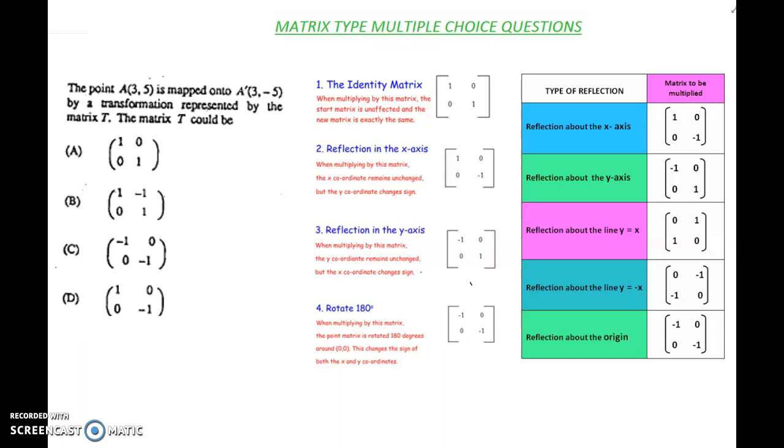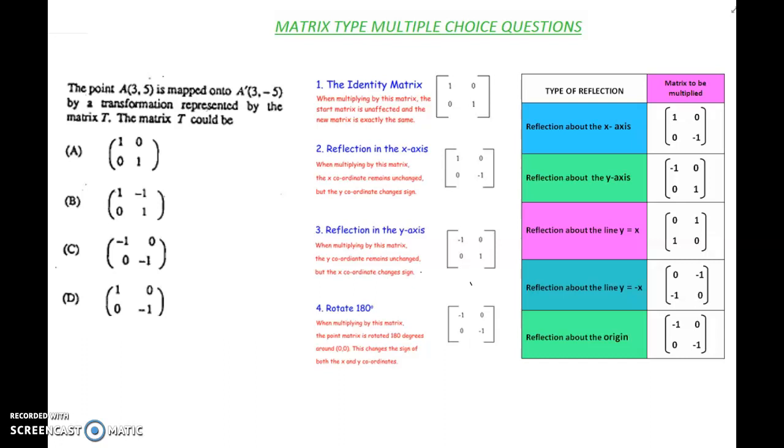So let's look at our question here. We have the point A, (3, 5), is mapped onto A prime, its image (3, -5), by a transformation represented by the matrix T. The matrix T could be... now if we look at our original point A, (3, 5), is mapped onto A prime, (3, -5). The x value remains unchanged, and then the y value, 5, the sign changes.